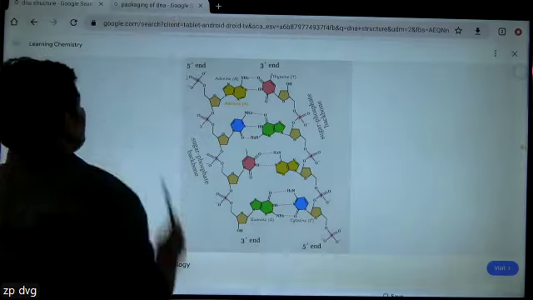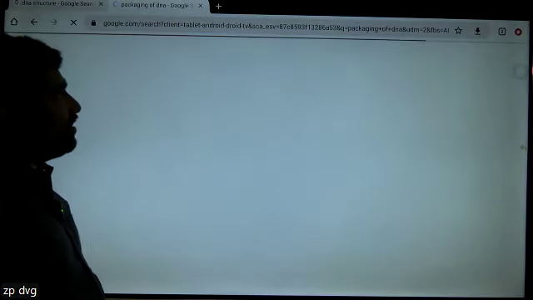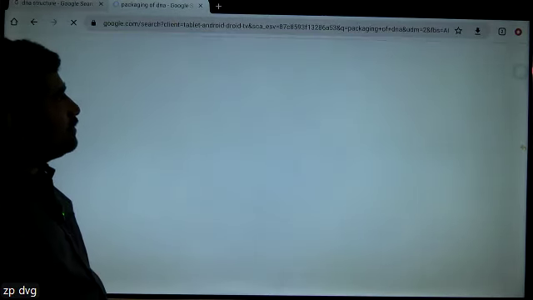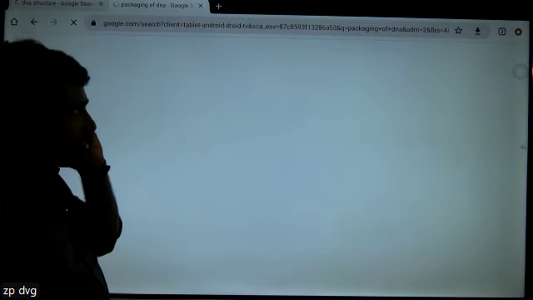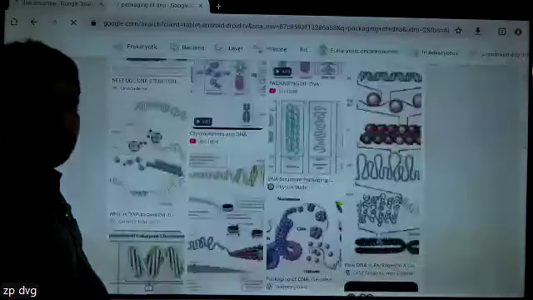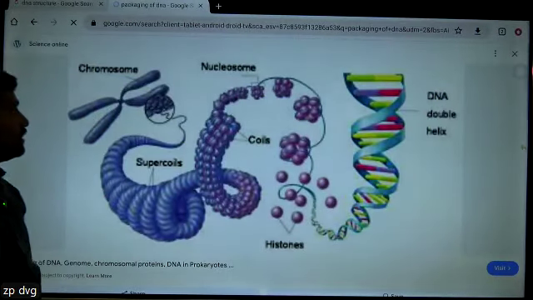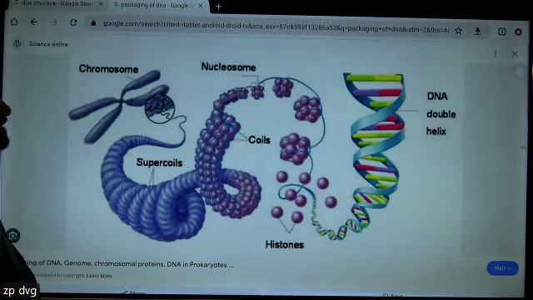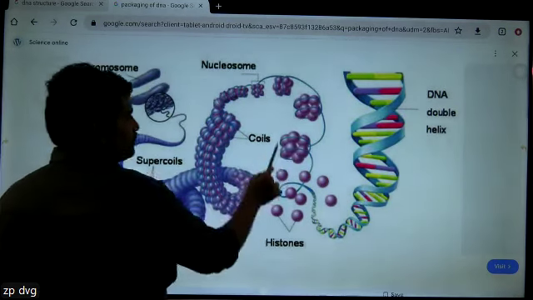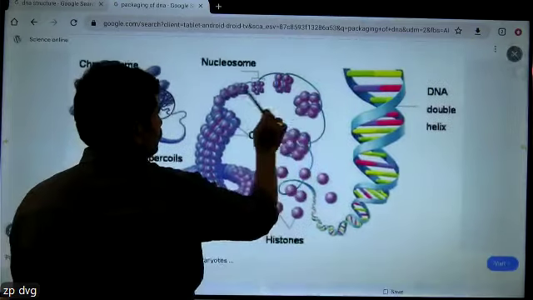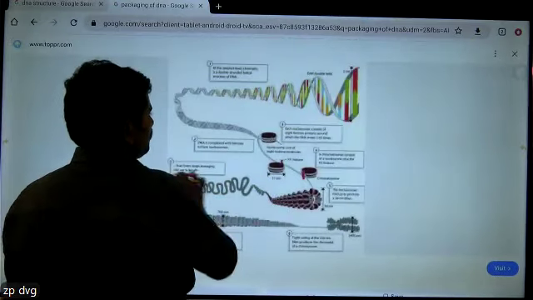Now let's go for packing of DNA. The next concept is packing of DNA. Here we can see the structures. These are called nucleosomes. This is a nucleosome.